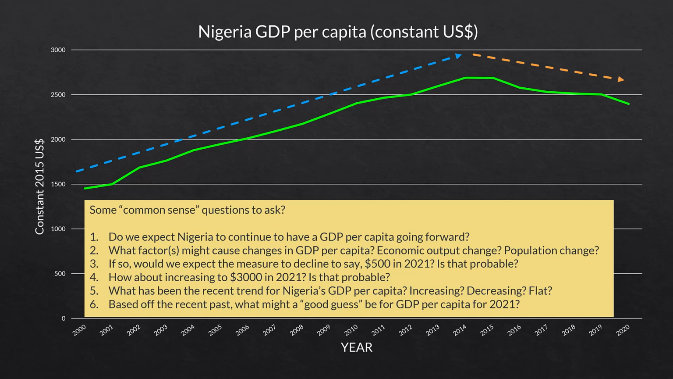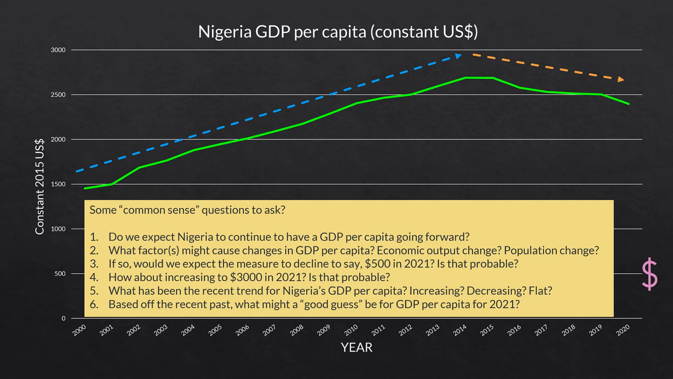2, what factor or factors might cause changes in GDP per capita? So an economic output change or a population change. Now, I'm not talking about other external factors. I'm talking about the factors inside the ratio of GDP per capita itself, economic output or population. So of course, GDP per capita could decrease significantly if economic output goes down, or remain constant if population increases. Likewise, the reverse could be true. So what factors inside the ratio itself could cause changes in GDP per capita?